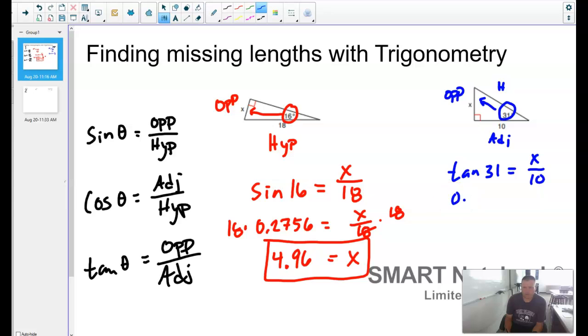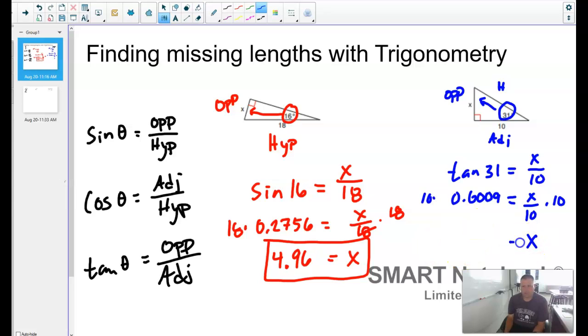And that is going to give me 0.6009. I'd go out to 4 decimal places for this, or just cut and paste and use the whole value. Then I'm going to get x by itself, so I'm going to times by 10, times this by 10, and that'll give me my final value.